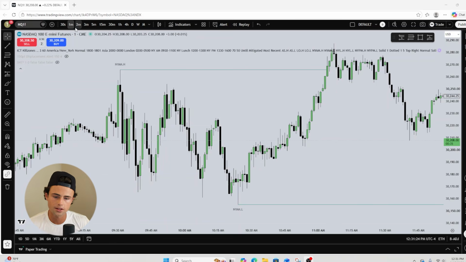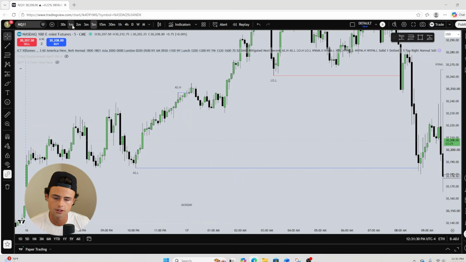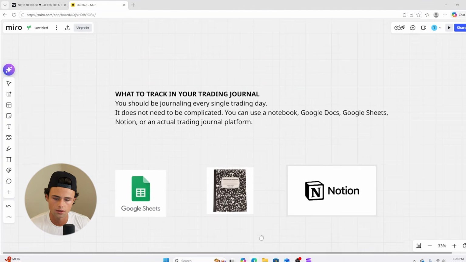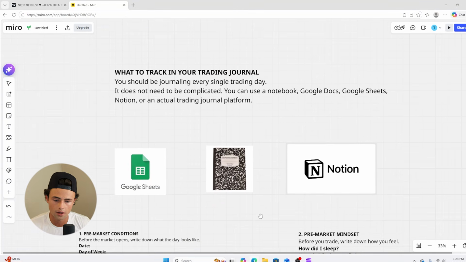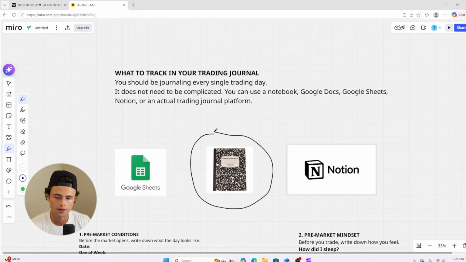Here's everything you actually need to start, and it's not much. First, TradingView. That's what I use for my charts. You can literally start with a free plan. Eventually, you'll get a prop firm evaluation, but not yet. And then you need somewhere to journal your trades. You can use a spreadsheet, you can use a notebook, you can use an actual trading journal software. It really doesn't matter. Whatever you're going to consistently use is probably the best option. I personally use a notebook, and that's basically it.